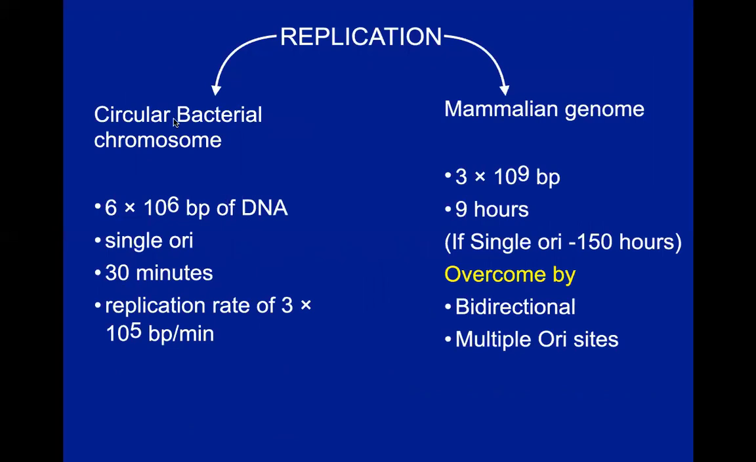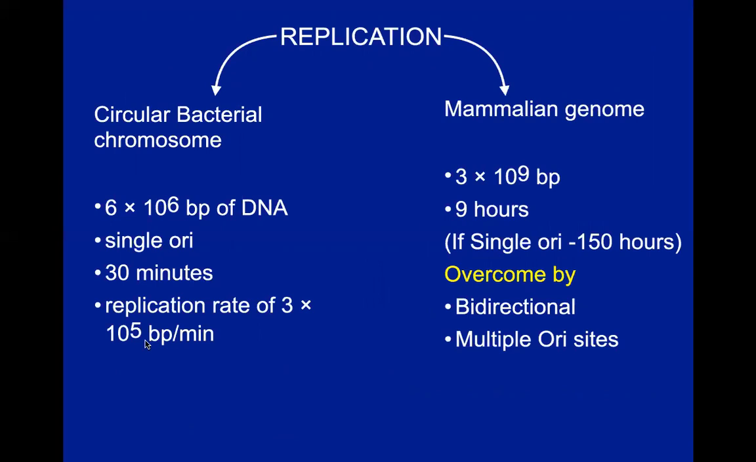So in circular bacterial chromosomes, what happens? They contain 6 × 10^6 base pairs of DNA, with a single origin of replication. Replication completes in 30 minutes. The rate is 3 × 10^5 base pairs per minute.